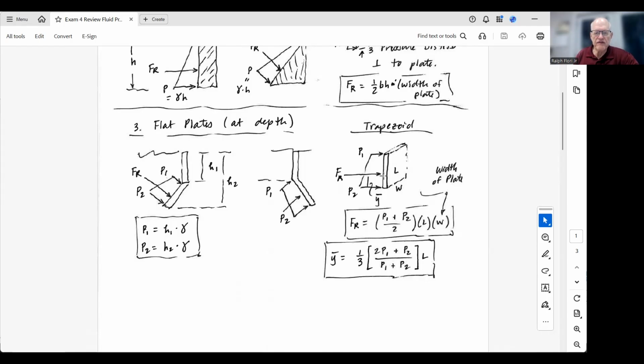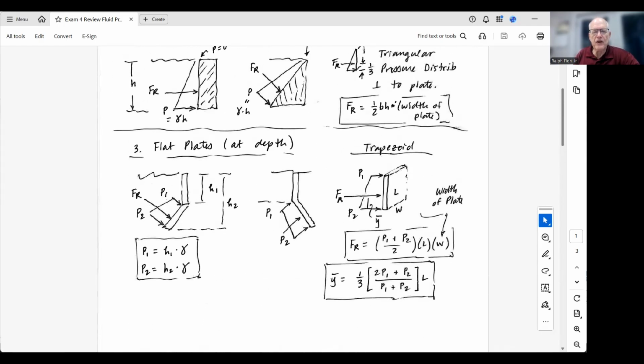The location of FR is Y bar, and the official formula for a trapezoid is 1/3 times (2P1 plus P2) divided by (P1 plus P2) times L. That's a good formula to have. Unfortunately, it's not on your crib sheet, but if you needed it, it's there. It should be in your notes.